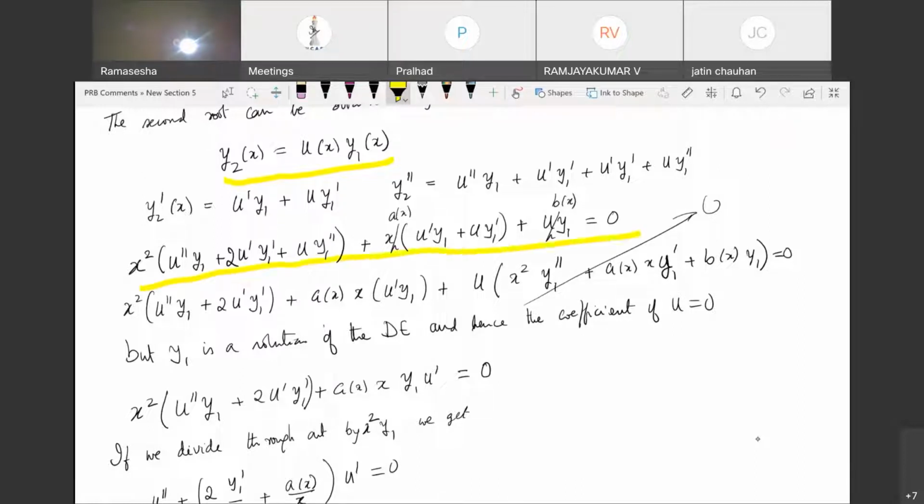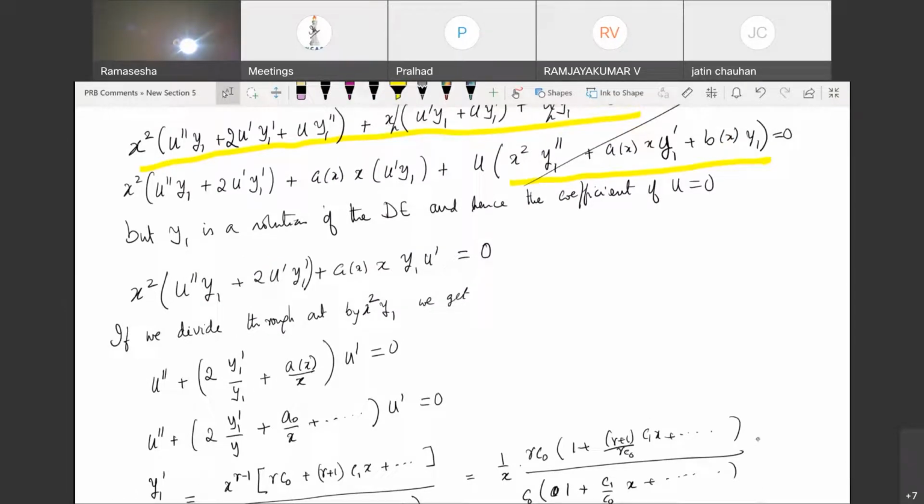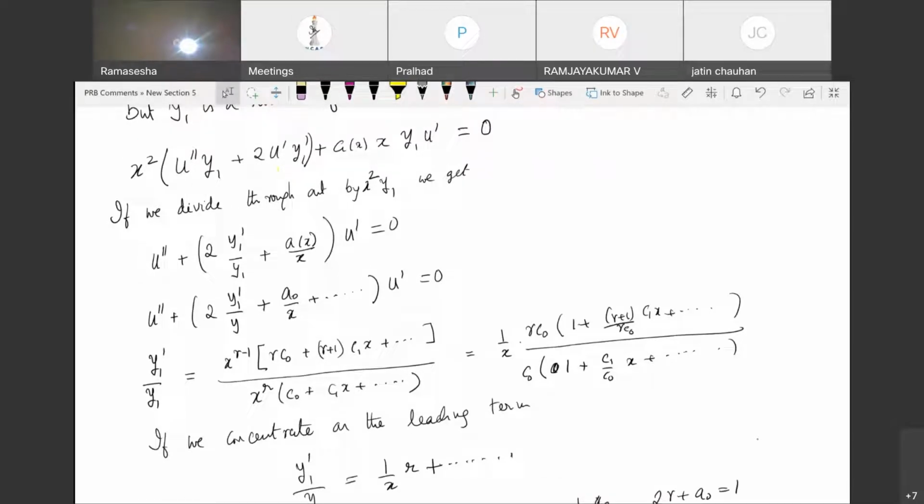When you substitute in the differential equation, the coefficient of u vanishes because y1 is a solution of the differential equation. What you get is x squared u double prime y1 plus 2 u prime y1 prime plus a(x) times x times y1 u prime. Now we divide the whole equation by x squared y1, and you get u double prime plus 2 y1 prime by y1 plus a(x) by x, times u prime, equal to 0.